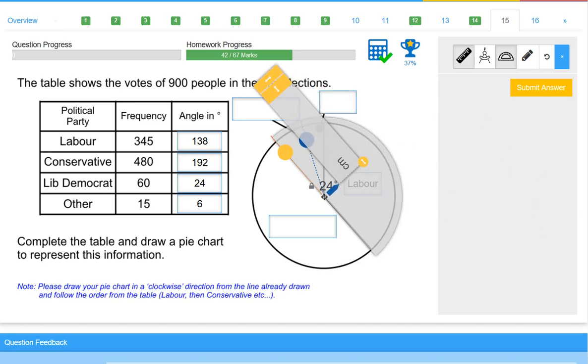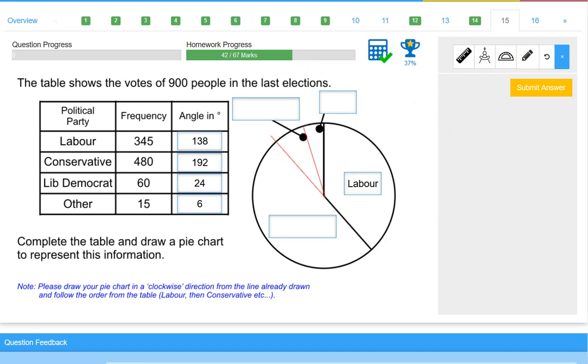And again, I'll grab my ruler and try and draw that along that line just there. I think I'm not quite in the center. And that's approximately right. So get rid of my ruler, get rid of my protractor. And again, not exactly right, but hopefully it'll be close enough. So this one will be conservative.